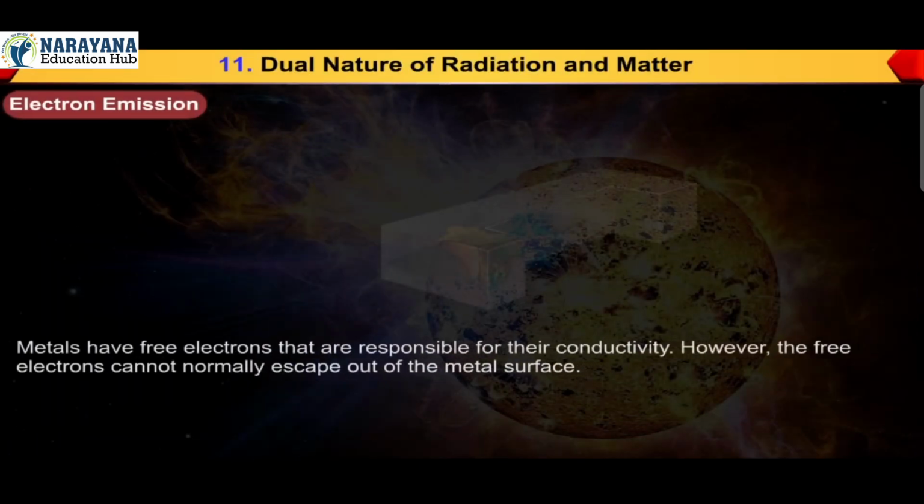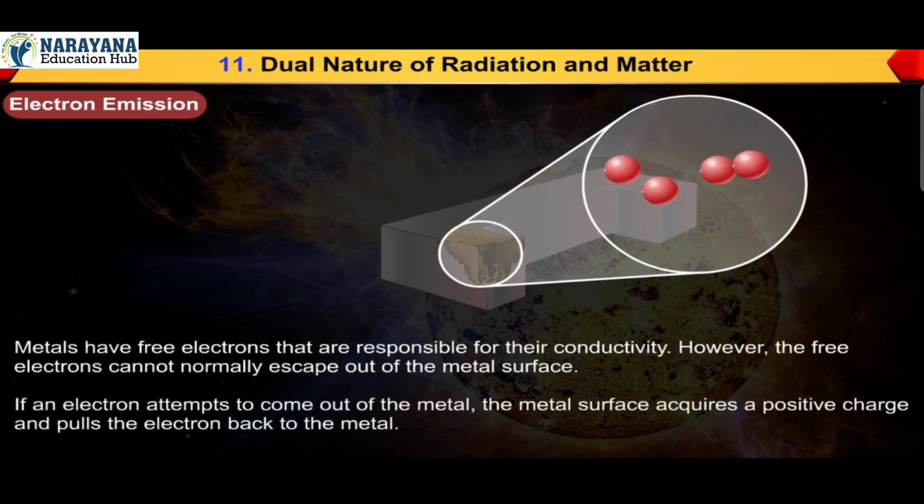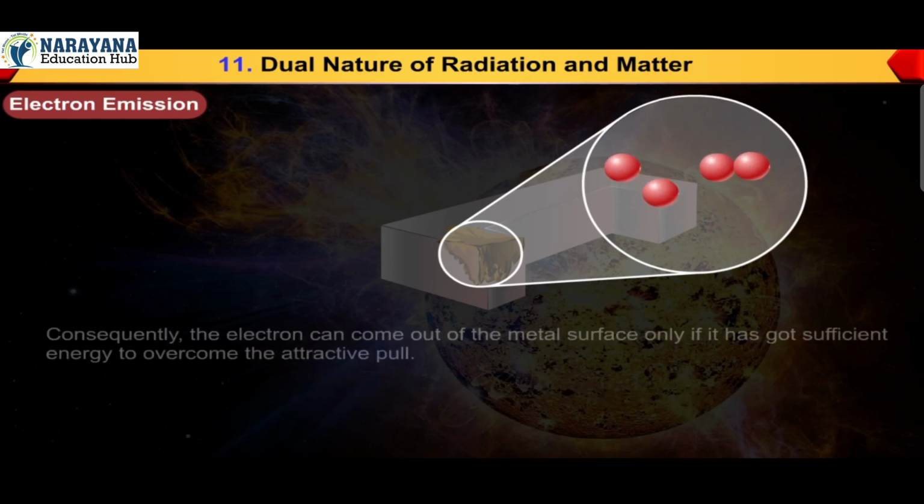Electron emission. Metals have free electrons that are responsible for their conductivity. However, the free electrons cannot normally escape out of the metal surface. If an electron attempts to come out of the metal surface, the metal acquires a positive charge and pulls the electron back to the metal. The free electron is thus held inside the metal surface by the attractive forces of the ions.